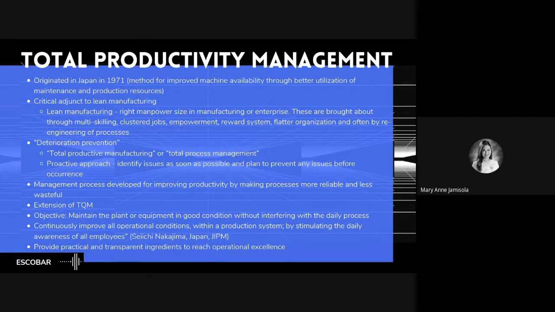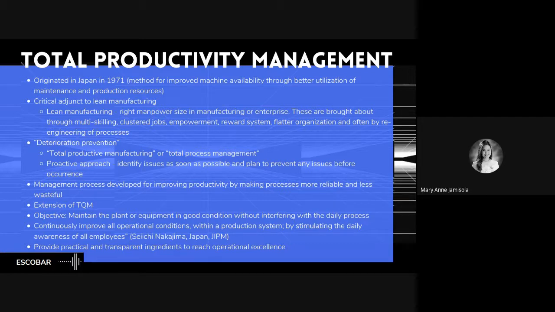Okay, so one way to think of TPM is deterioration prevention. Deterioration is what happens naturally to anything that is not taken care of, right? So, for this reason, many people refer to TPM as total productive manufacturing or total process management. TPM is a productive approach that essentially aims to identify issues as soon as possible and plan to prevent any issues before occurrence. One motto is zero error, zero work related accident, and zero loss.